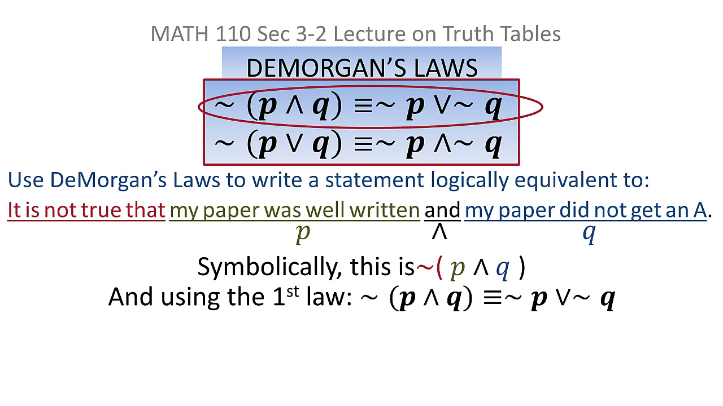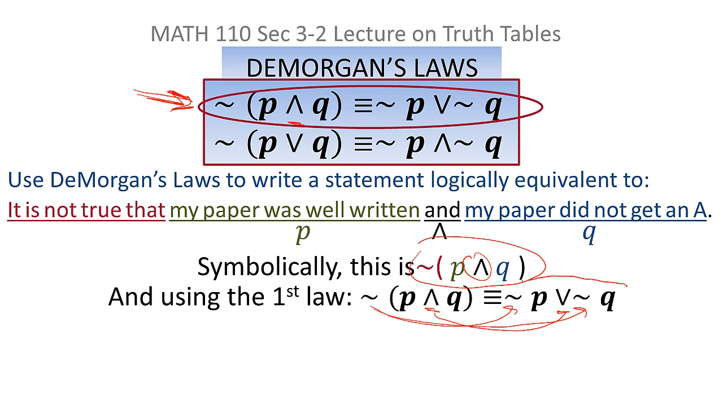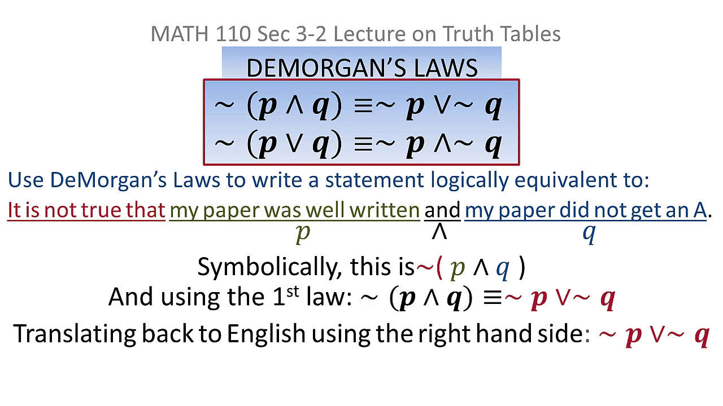And now, if you use the first law, this is the negation of an and. So you go back up here and see the negation of an and is the first one. And so you can rewrite that as the negation of P, the and flips over and becomes an or, and then the negation of Q. And now that you've written it that way, if you take the right-hand side of that equivalence and write it back in words, what would you have? Well, you're trying to take this right-hand side and turn it back into words. So what does not P mean? And what does not Q mean?